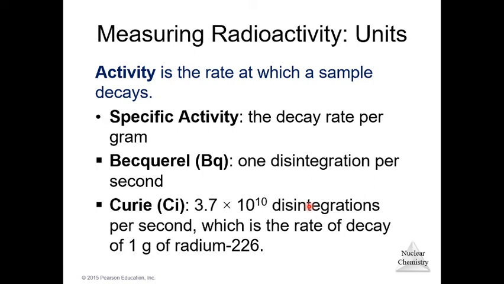The first one is specific activity, decay rate per gram of stuff. There's the Becquerel, which is defined as 1 disintegration per second. Becquerel is named after the scientist who discovered radioactivity. Then, of course, there's the Curie, named after the Curies. That's defined as 3.7 times 10 to the 10 disintegrations per second. Now, that's a lot of disintegrations per second, so when we talk about radioactivity, or activity in general, we usually talk in terms of millicuries or microcuries in the real world. All right. Onward.